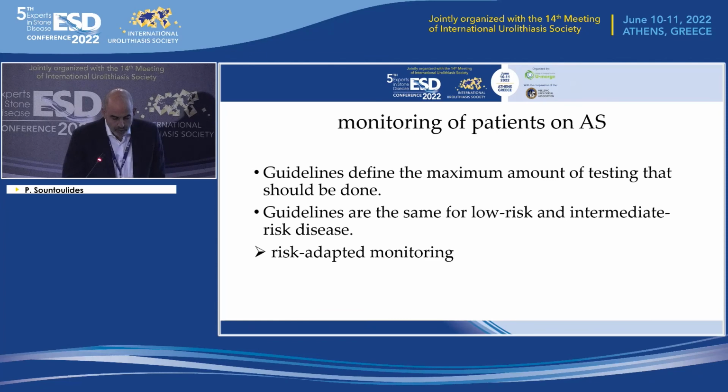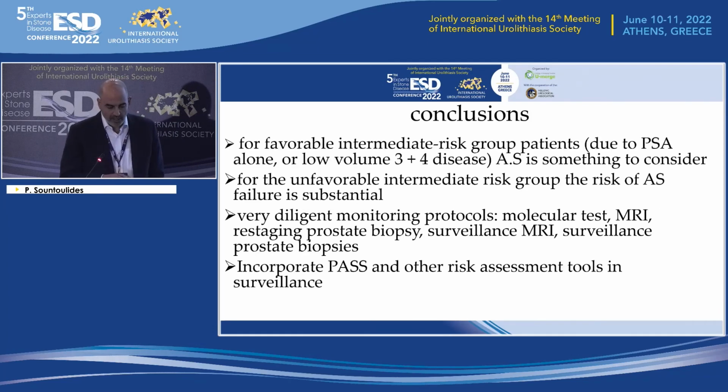And we'll close with the monitoring of patients on active surveillance. As you will notice, the guidelines just offer a recommendation on the maximum amount of testing that should be done in individual patients, but this should actually be customized and risk adapted because not all patients are the same. We should not have the same strict follow-up for low-risk disease and for intermediate-risk disease, so this will need to be individualized. And I will conclude trying to answer the question.